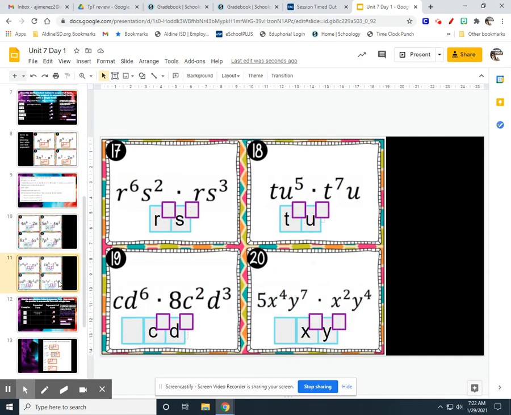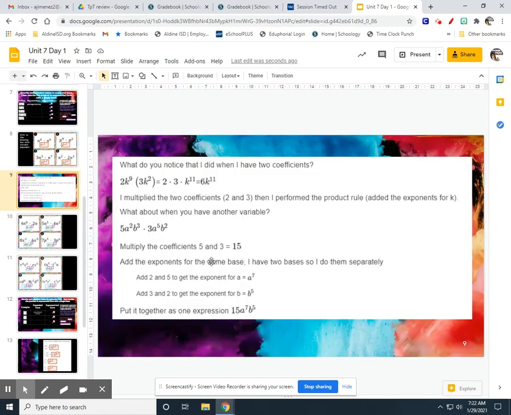The next one has more than one variable. So what do you think you're going to have to do because it has more than one variable? You're going to do it like how we did on slide 9. You're going to add the exponents for just the A, add the exponents for just the B. So you're going to take each base separately and add their exponents. You can't add them all together because they're not the same base. You can only add the exponents for the bases that are the same.